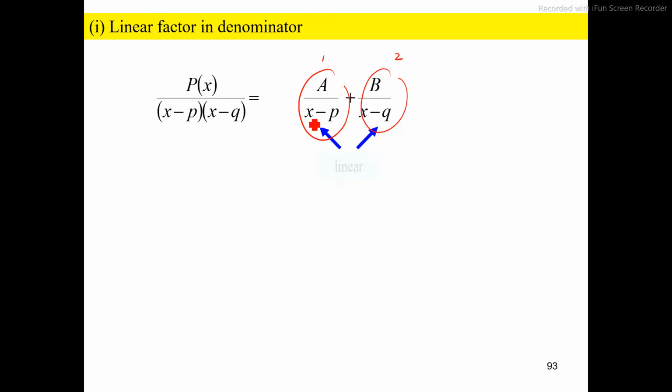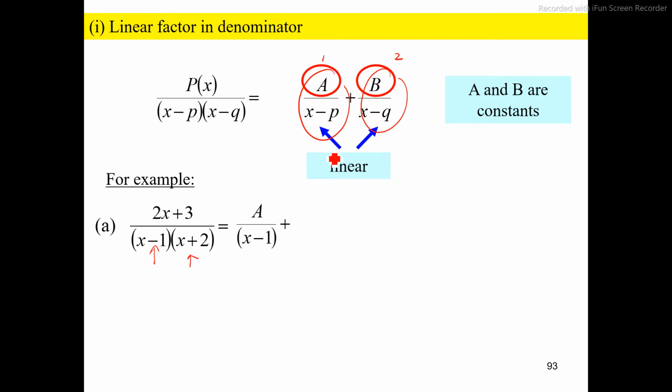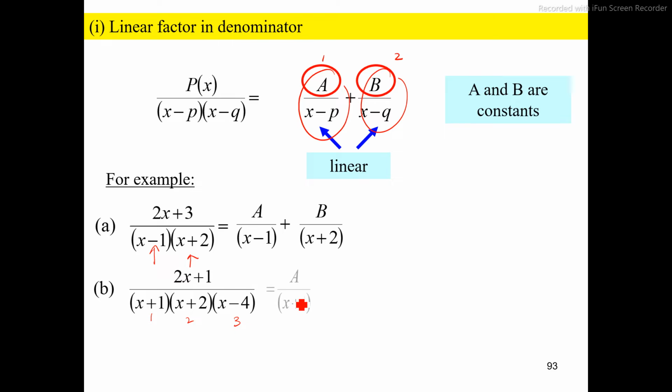If this is linear, you just put the numerator as constants A and B. For example, if we have two factors here, 1 and 2, we're going to separate into two parts, A and B. If you have three factors like this, 1, 2 and 3, you separate like A, then B, and then plus C, over all the factors one by one.